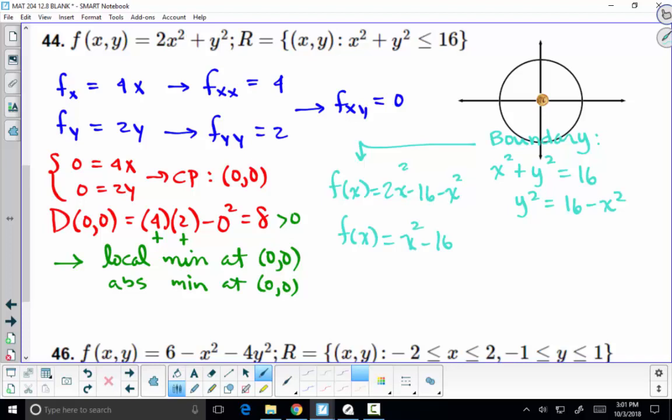Did we plug in something wrong? Yeah, I think the first f of x, 2x. F of x comma y? No, it's supposed to be 2x squared plus 16 right here. That's supposed to be a plus right there. Yeah. That's supposed to be a plus, because the z values better be positive, because this parabola is opening up.